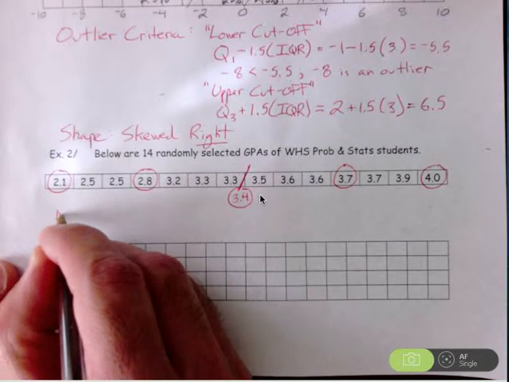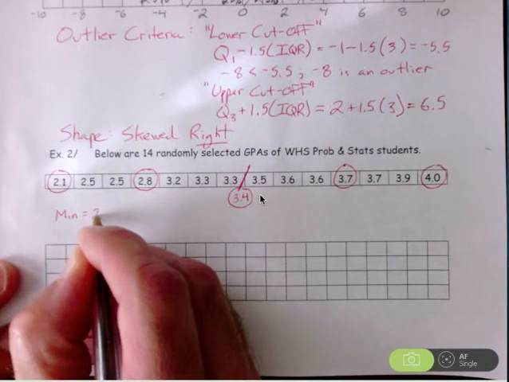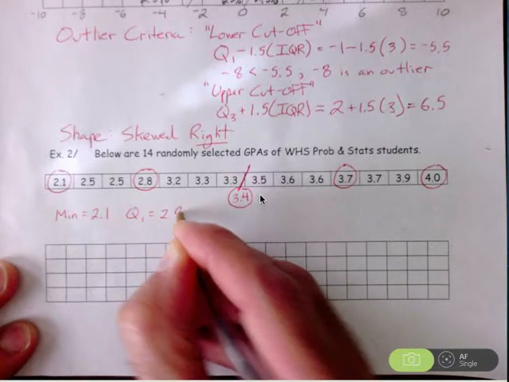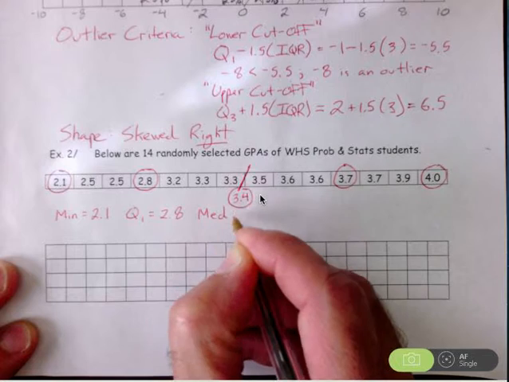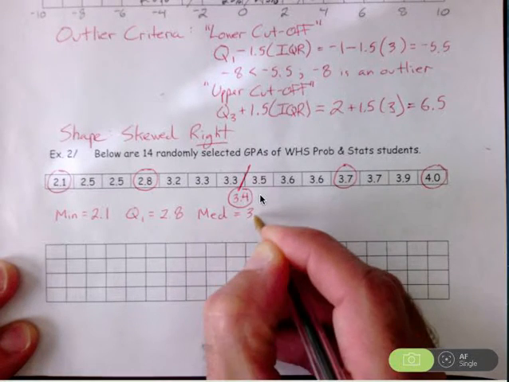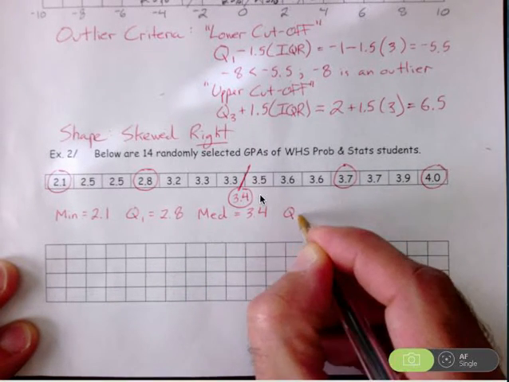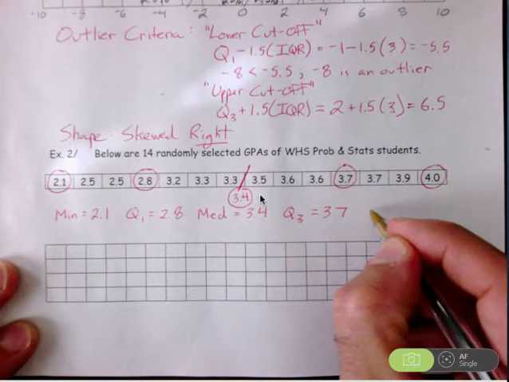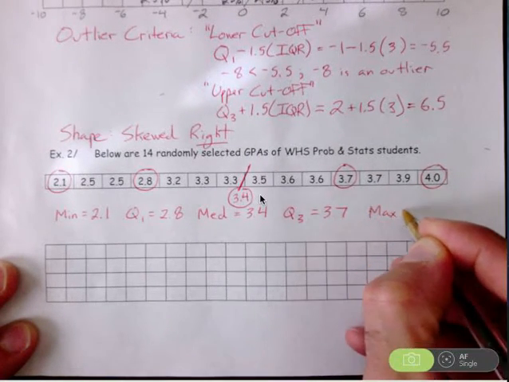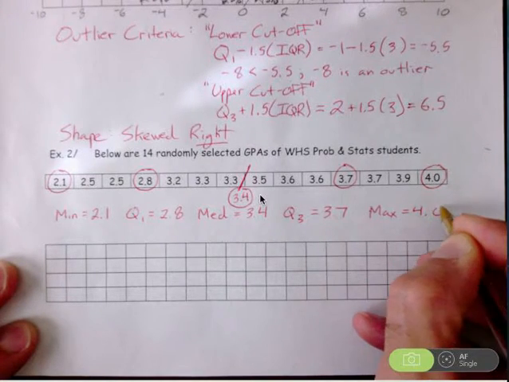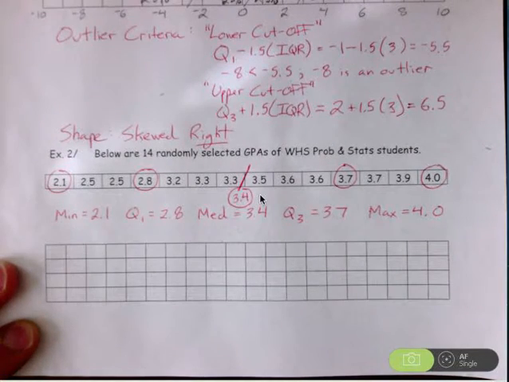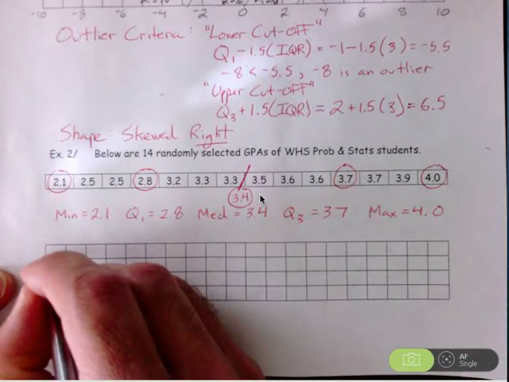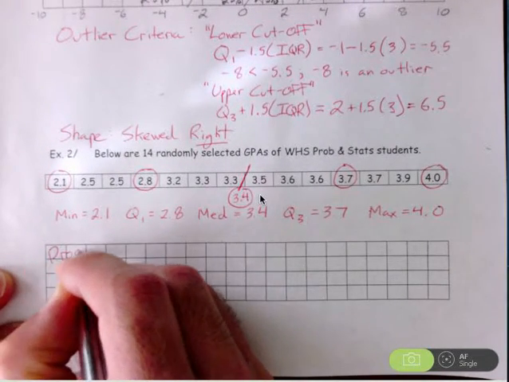So here it is. The minimum is 2.1. Q1 is 2.8. The median is 3.4. Q3 is at 3.7. And then the maximum is at 4. So it doesn't take long then to plot this. We should probably label the graph. So these are prob and stats GPAs.